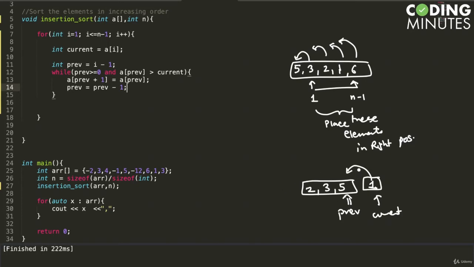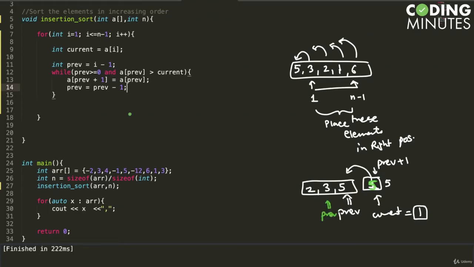So if you just execute this loop on this state of the array, current is already equal to 1, and this is previous, this is also previous plus 1. So we are saying previous is greater than equal to 0, yes, and array of previous is greater than current, yes. 5 is greater than current, so we copy 5 at this particular index. So here we now have 5, and previous goes back one step. So previous comes here.